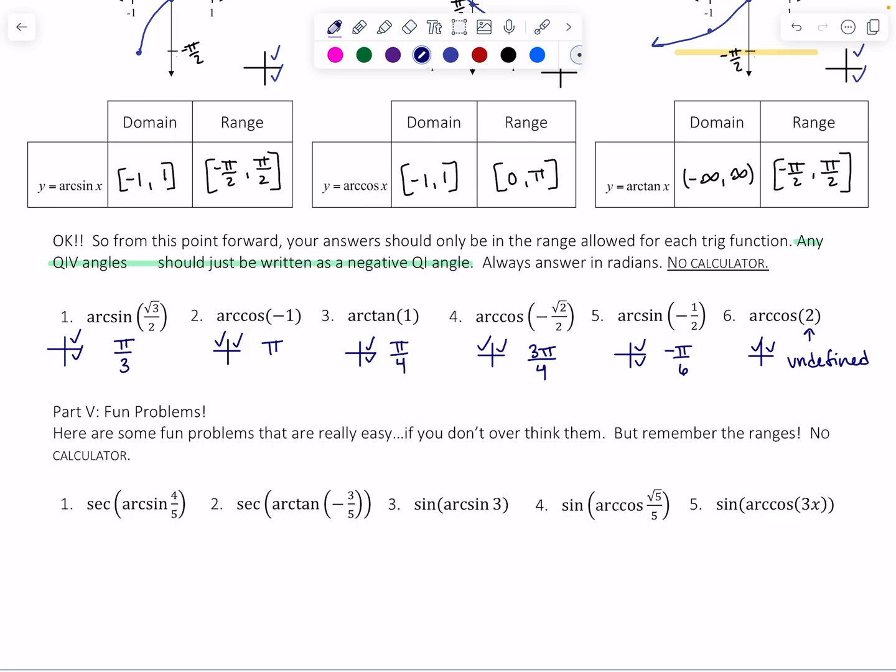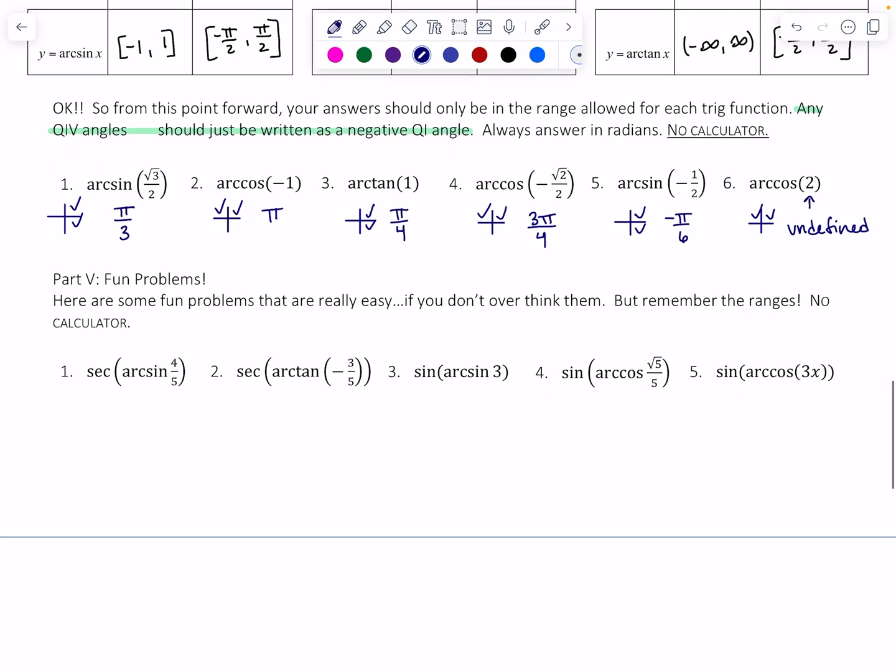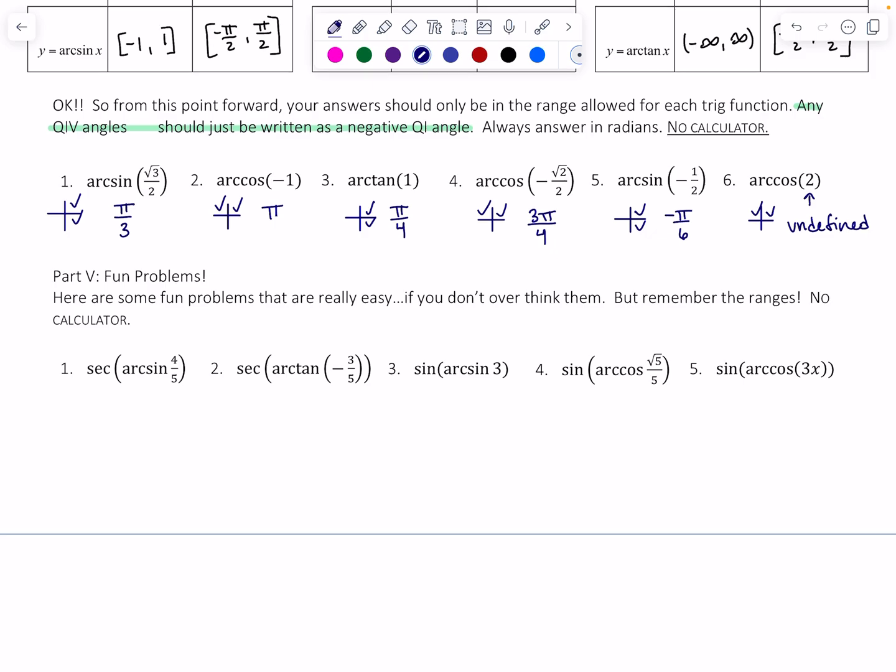All right, so just think through what quadrant you're in and which one you can answer for. Here are some problems that, if we think through them, we shouldn't overthink, but we might have to sketch out a few things. Of course, remember the ranges and no calculators.